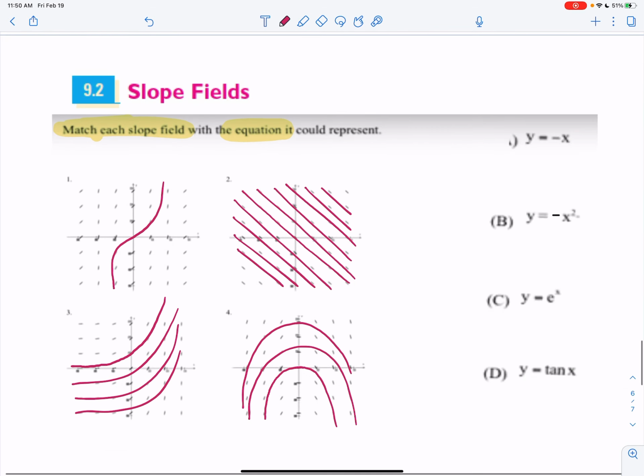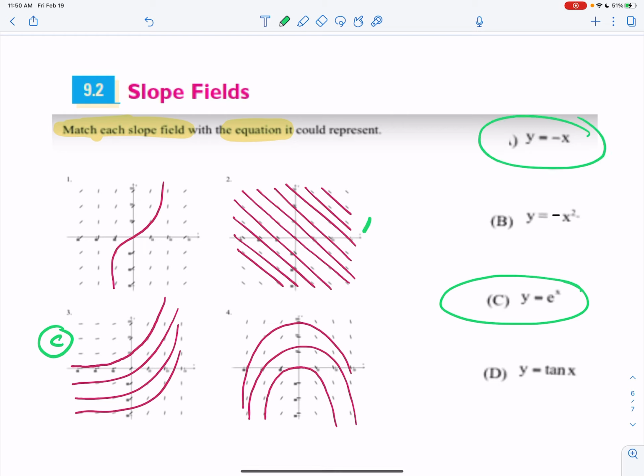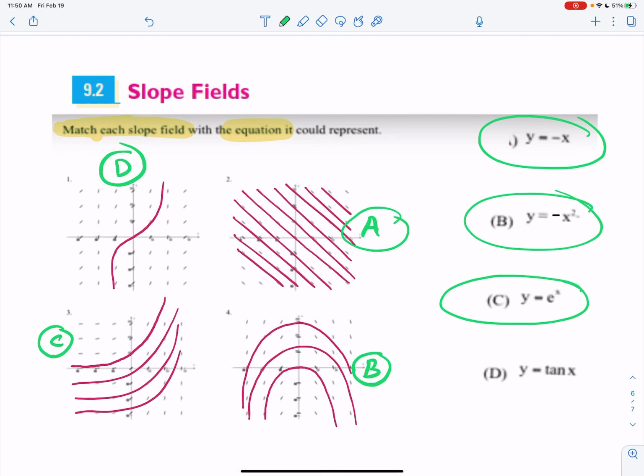Right? So we have these 4 functions. We can tell that e to the x is something exponential. It looks a lot like number 3 right here. Number 2 looks like something linear, downward linear, so that looks like choice A here. Number 4 looks like something parabolic but upside down, so that's definitely B. And tangent looks like that. So it's really easy to match.